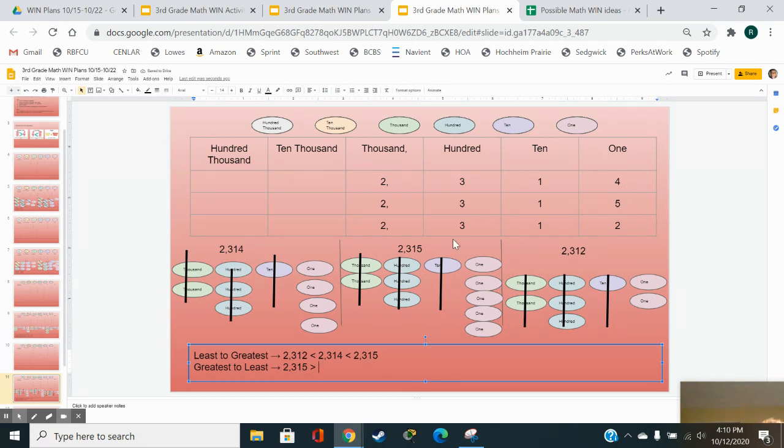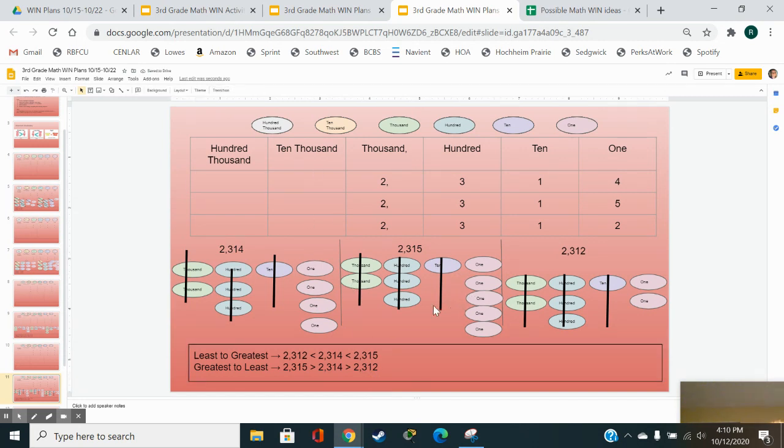So now I'm left with 4 ones and 2 ones. Which number is bigger, 4 or 2? That's right, 4. So then I'm going to find the one that has the 4 in the ones place right here, and I'm going to write this number down. Under the right spot, there we go. 2,314 is greater than, and then I have my last number, which had the 2 in the ones place, which is 2,312.